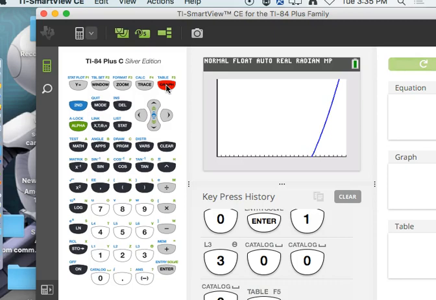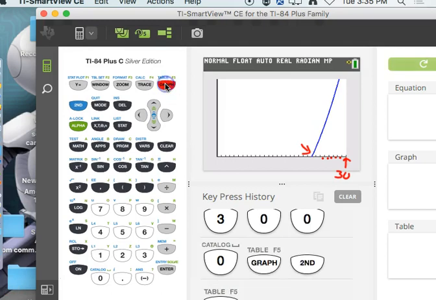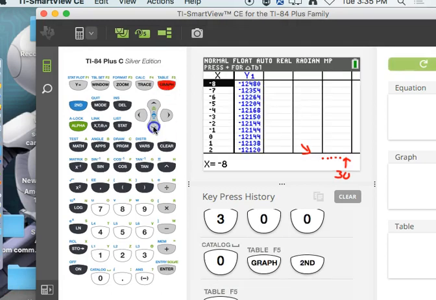So right here, where it crosses the x-axis, that's where our answer is. And I remember that this was 0 to 30. That's what I put into the calculator. So 29, 28, 27, 26, 25, 24, 23, 22. Let's go to the table and make sure that 22 gives us a 0.